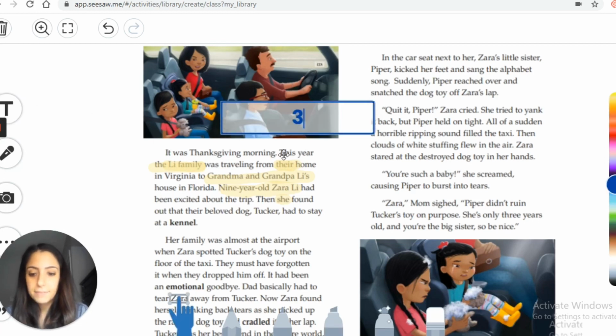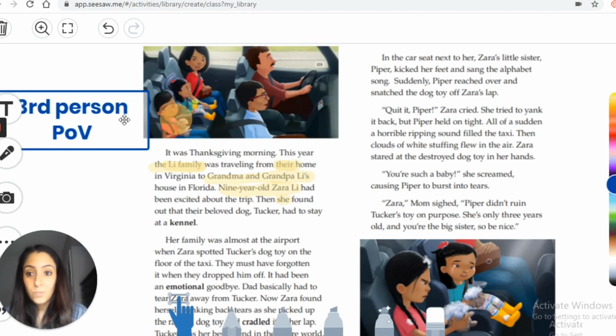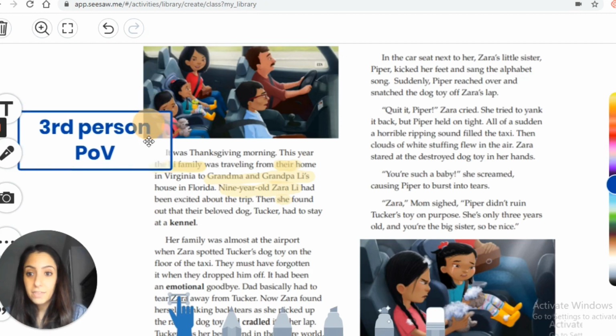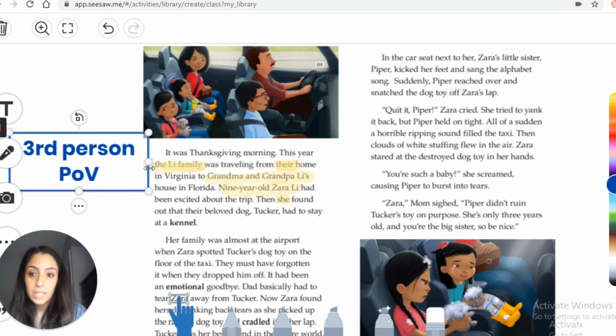So let's add that. Third person point of view. And when you're going to explain that, you're thinking because the story is told by a narrator outside of the story. And because of that, we might learn less about Zara's thoughts and her feelings, right? We would have to see as we kept reading.